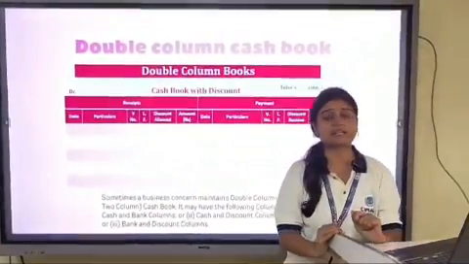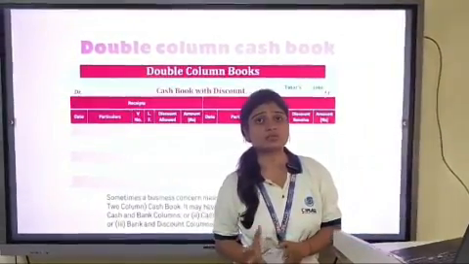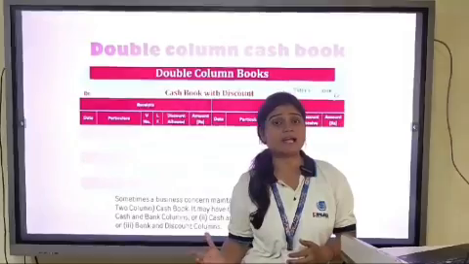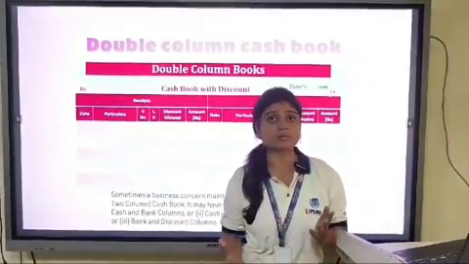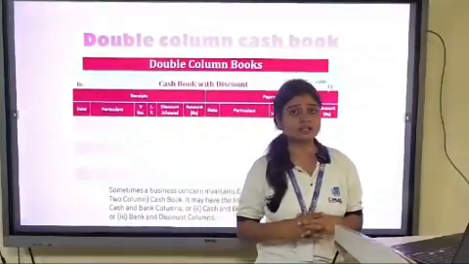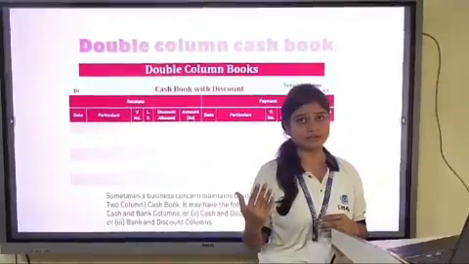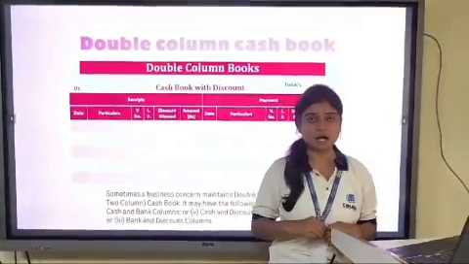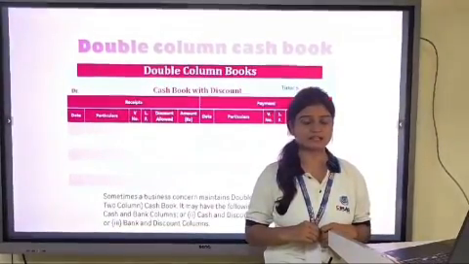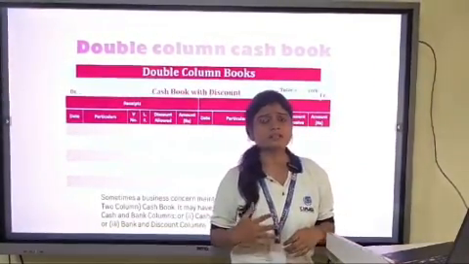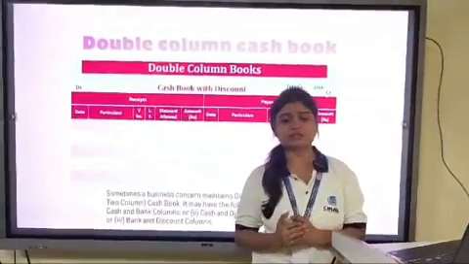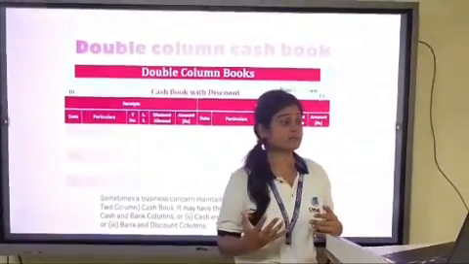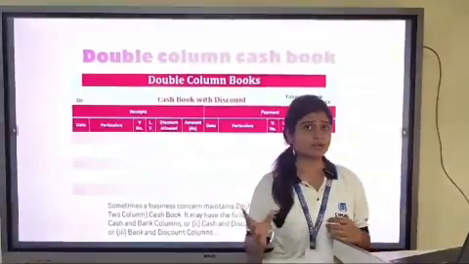So friends, the double column cash book is generally maintained by those organizations or firms who deal with banking transactions along with discounts. The double column cash book can be divided into three parts: bank and discount column, cash and discount column, and bank and cash column. A double column cash book is also known as the two column cash book. It starts with the opening balance and also ends with the closing balance.